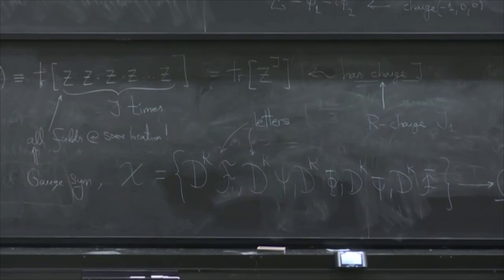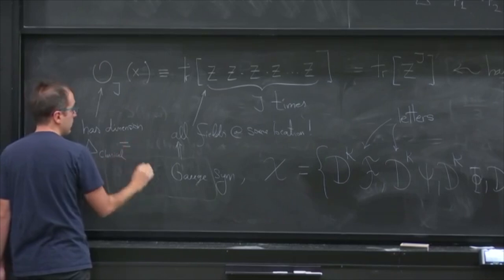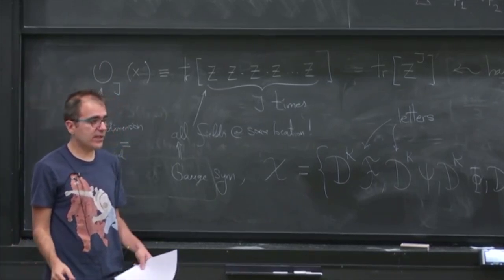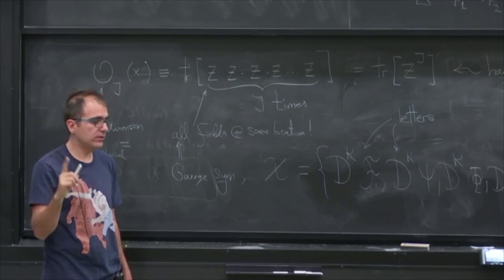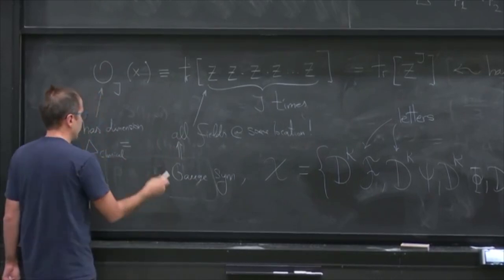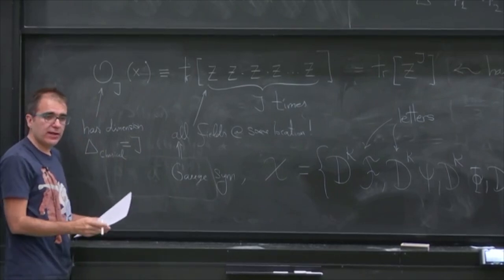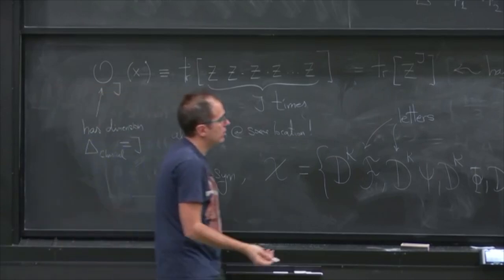Or more precisely, what's the classical dimension of the operator? What's the dimension of one scalar? It's 1. So what's the dimension of this operator? You have J scalars, so dimension J. And so this operator has something interesting: the dimension is equal to the R charge.